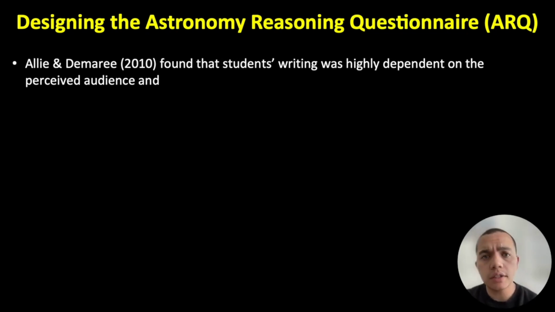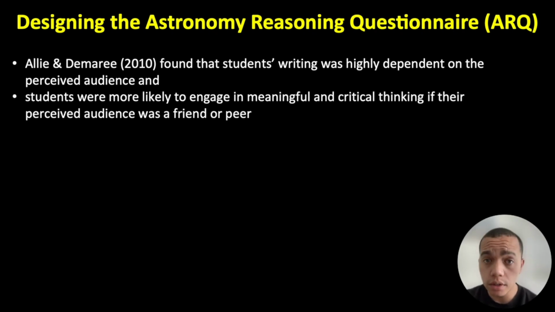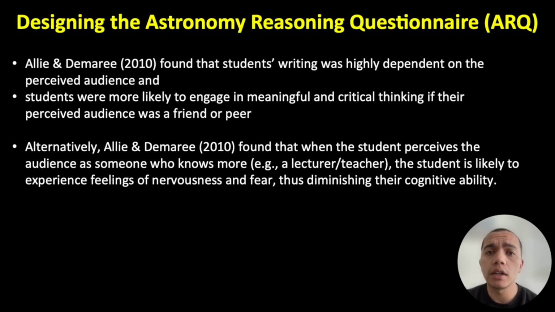Well, research by Ali and Damari found that students' writing was highly dependent on perceived audience, and students were more likely to engage in meaningful and critical thinking if their perceived audience was a friend or peer, in other words, someone who the student perceives as knowing less. Alternatively, Ali and Damari found that when the students perceived the audience as being someone who knows more, for example, if they thought that they were speaking to a lecturer or teacher, the student was then likely to experience feelings of nervousness and fear, in which case their cognitive abilities are often diminished.